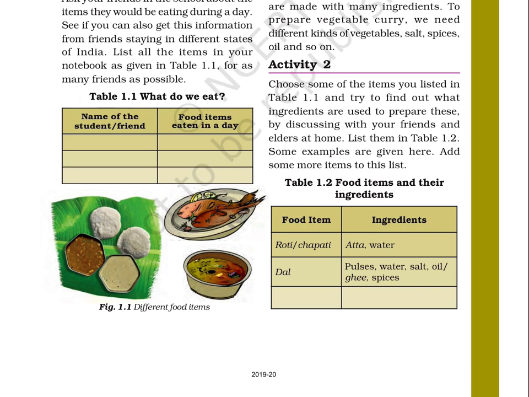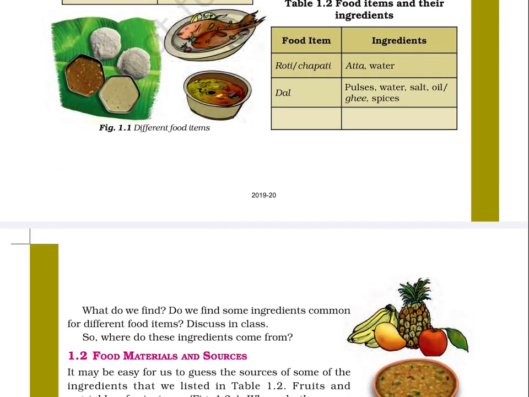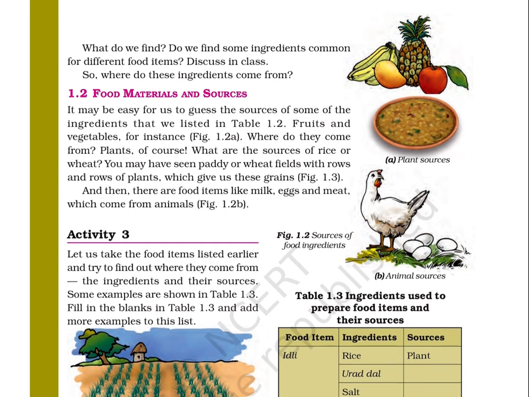Food item: roti or chapati. Ingredients: atta, water. Food item: dal. Ingredients: pulses, water, salt, oil or ghee, spices. Page 2. What do we find? Do we find some ingredients common for different food items? Discuss in class. So, where do these ingredients come from?